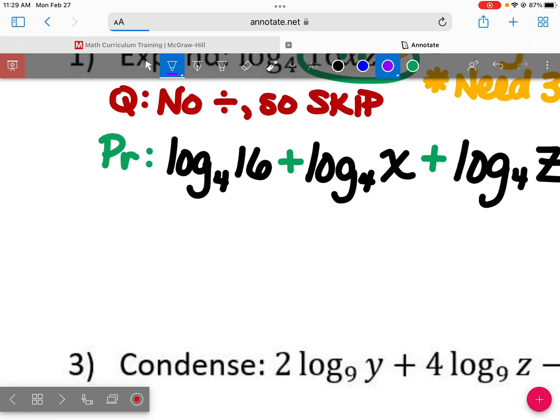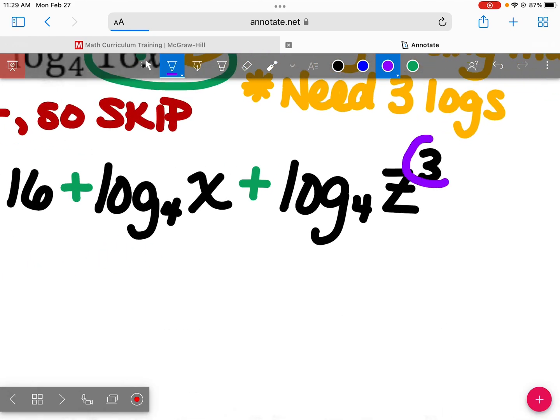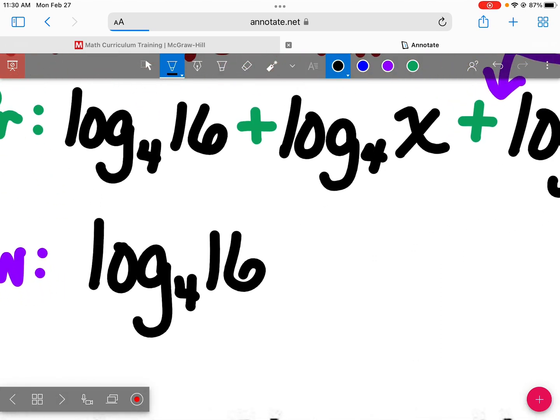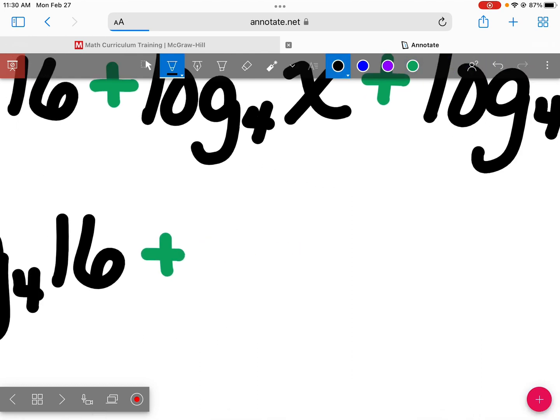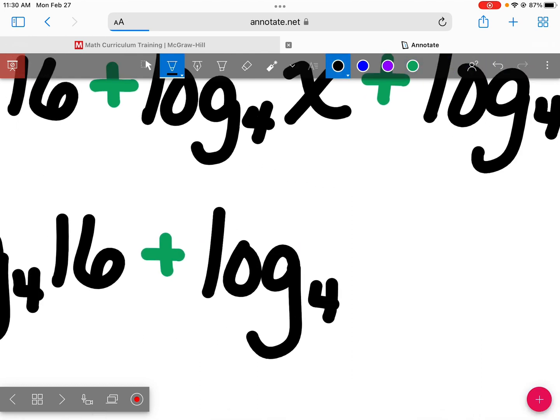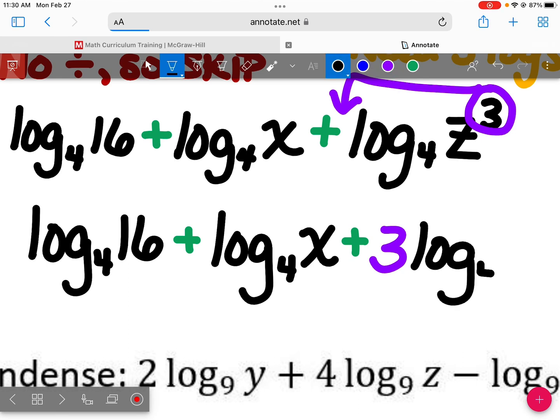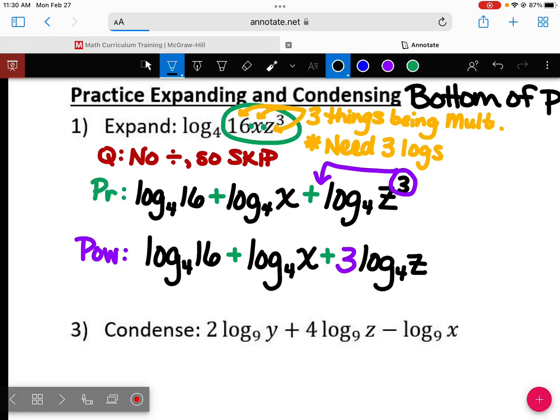Do I have this all the way expanded? No. What do I still need to do? Powers. How many of those logs have powers in the argument? Just one, just this guy. Where does that 3 go? In front of its log, not all the way to the very front, just in front of its log. So log base 4 of 16 plus log base 4 of x plus 3 log base 4 of z. Fully expanded.